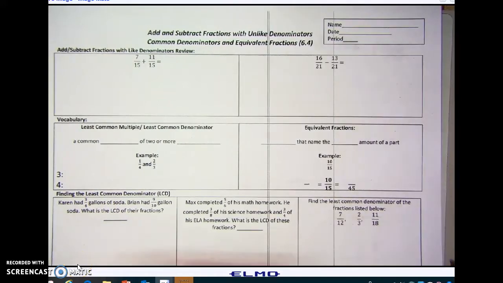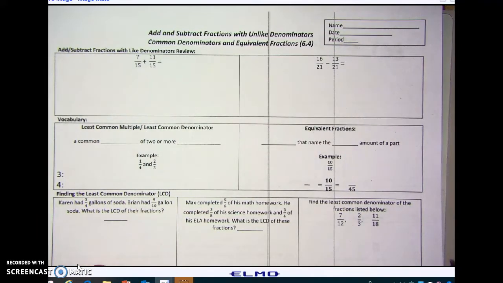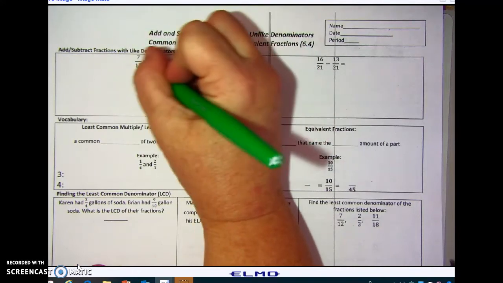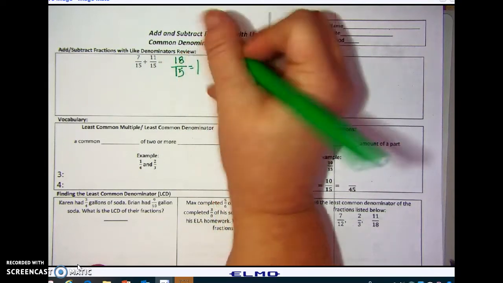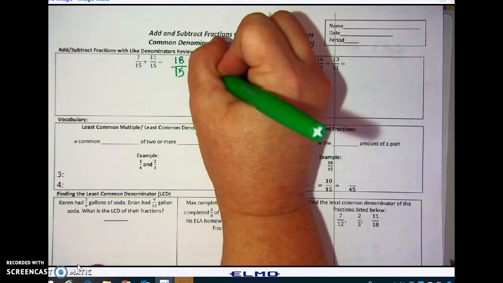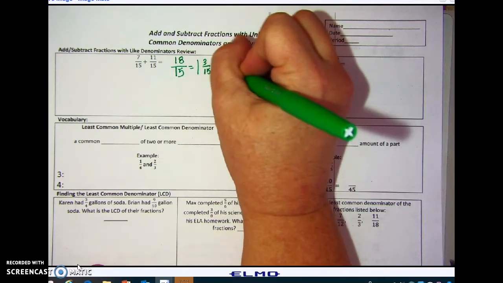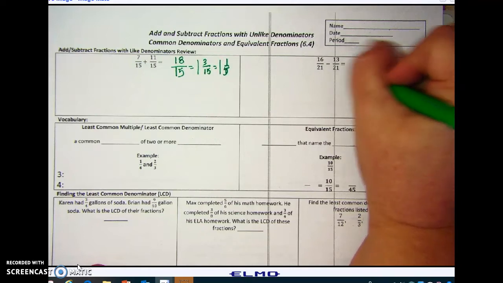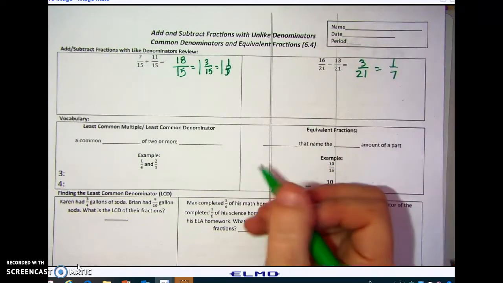Okay, friends, what we're going to do is add and subtract fractions with like denominators, a review. You guys did this last year in the 4th grade. 7 plus 11 is 18, and I don't add the denominators. The denominator stays the same, and that becomes 1 and 3/15. I can simplify 3/15, and it becomes 1 and 1/5. When I do 16 minus 13, that's 3/21sts, and I know that's 1/7.